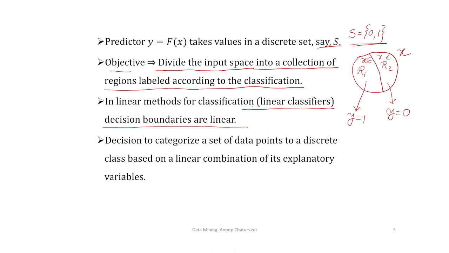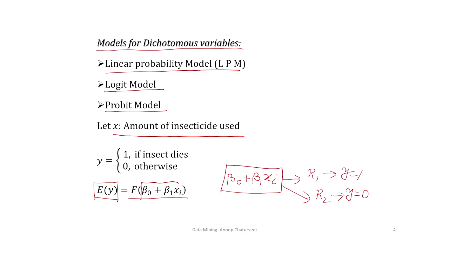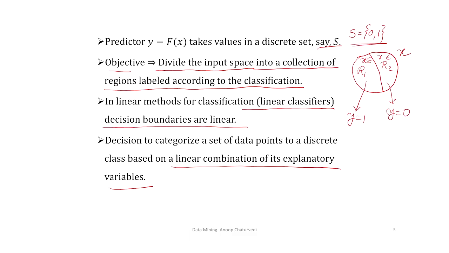So, your classification rule is actually linear in this case. The decision to categorize a set of data points to a discrete class is based on a linear combination of its explanatory variables. Here we have taken just one explanatory variable, but you may have more than one explanatory variable also.